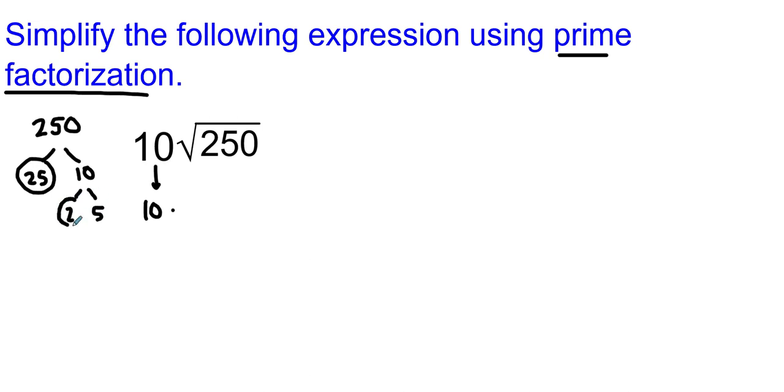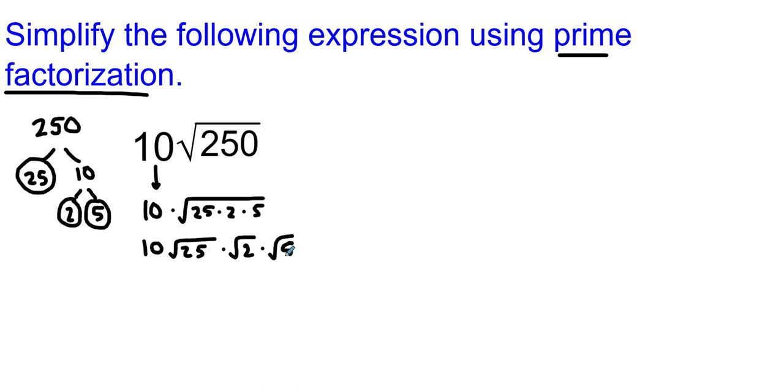So I have 10 from my original constant out here, times the square root of 250 is the square root of 25, times 2 times 5. Those are just from my circled numbers here. I can break these up using that product property of square roots. And then I try to take the square root of as many of these square roots as I can. So the square root of 25 is 5. So I have 10 times 5.